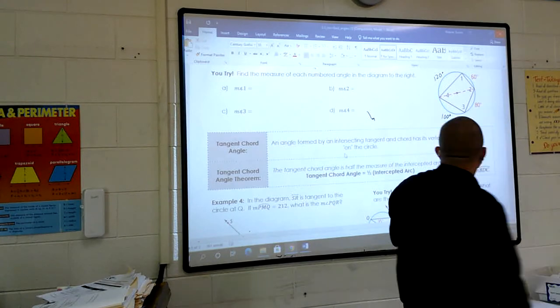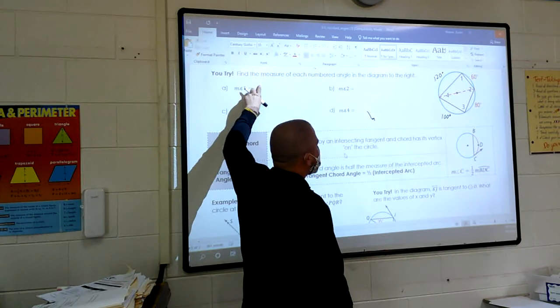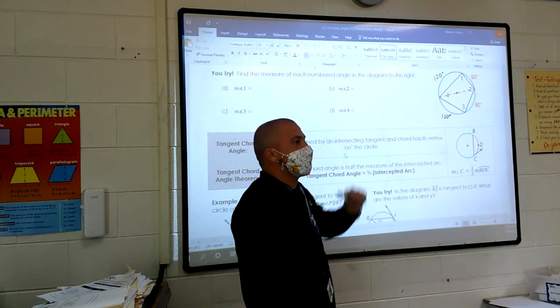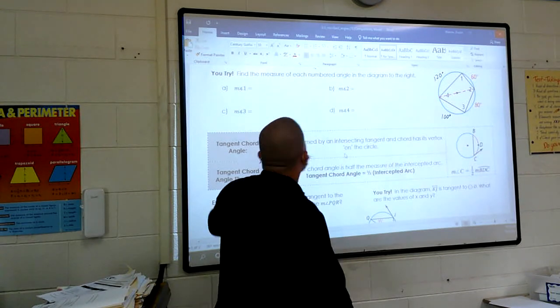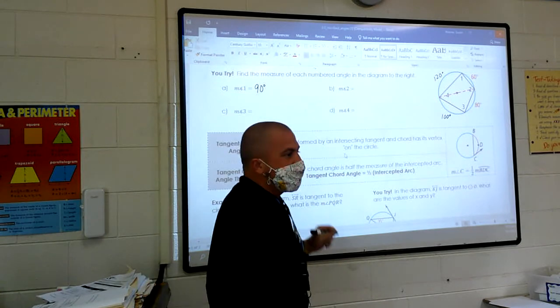So the measure of angle 1 is how much? 180. Well, it goes to 180. So what's the measure of the angle? 180 divided by 2. 90. Yep. So the measure of angle 1 is 90 degrees. Its arc is 180, so the angle is 90.